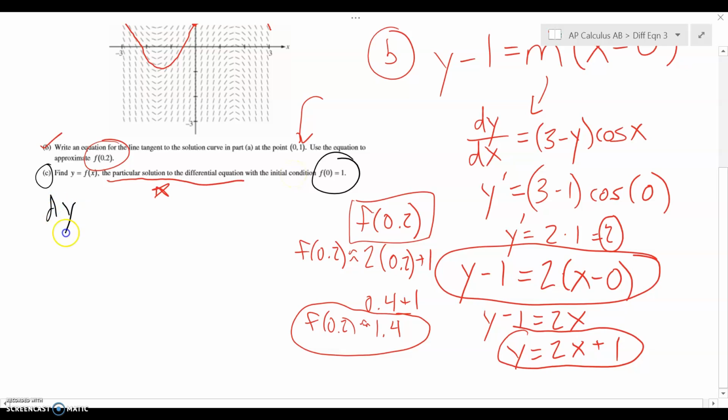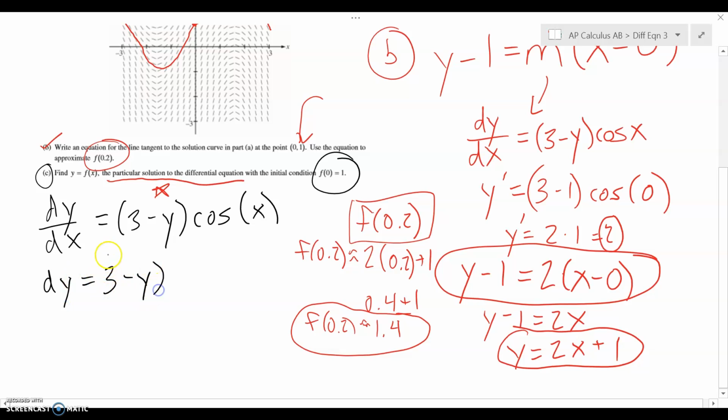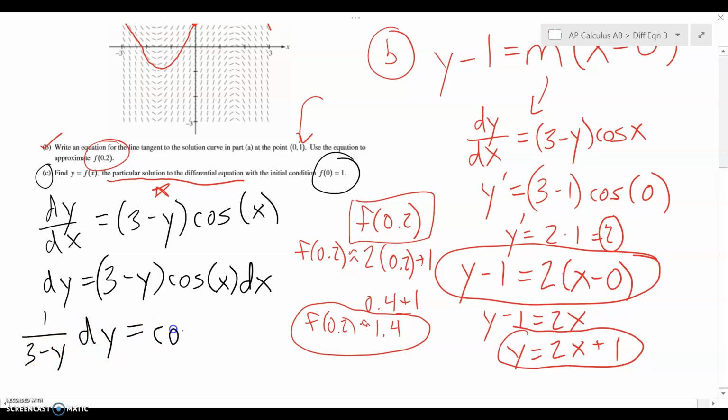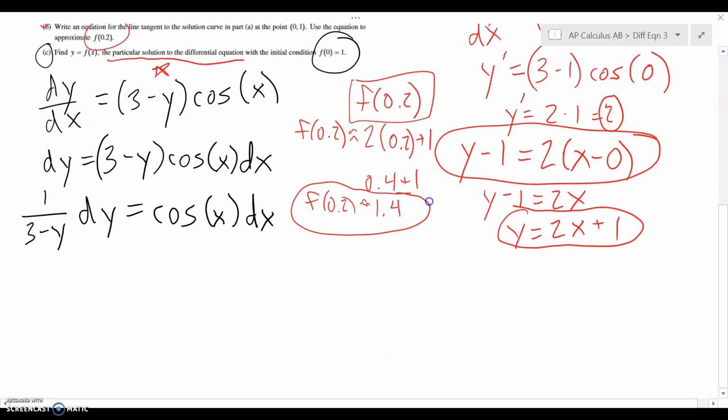So let's start with our dy over dx, and that's equal to 3 minus y times the cosine of x. This is a separable equation, so we're going to separate it. I'm going to multiply both sides by dx. And again, you're welcome to do this part in one step. I'm going to do it in 2. I'm going to divide by 3 minus y, and I'm going to write that as 1 over 3 minus y. And I've got my x's on the right-hand side, and I've got my y's on the left.